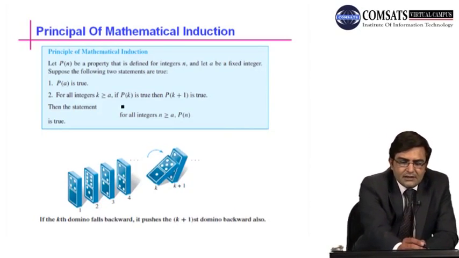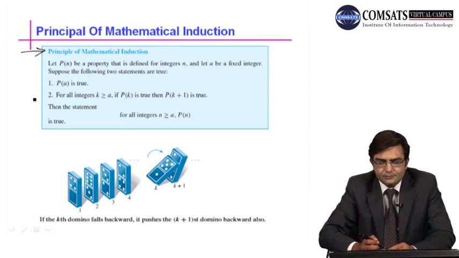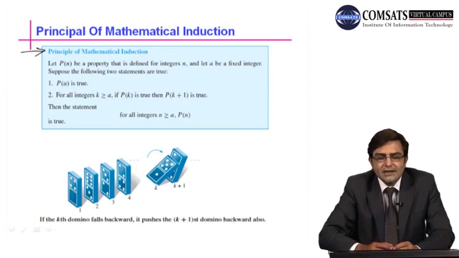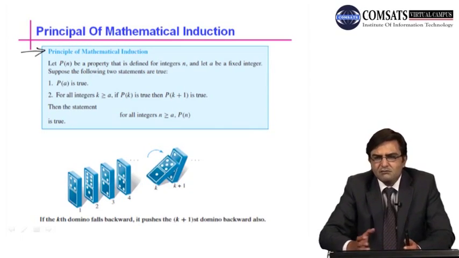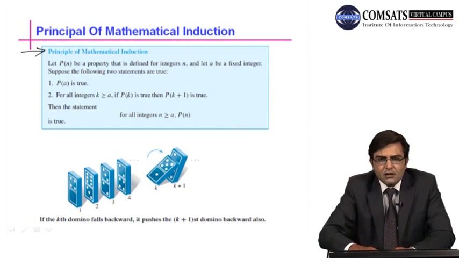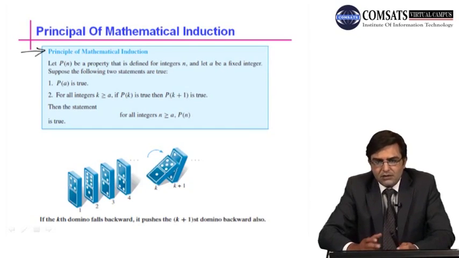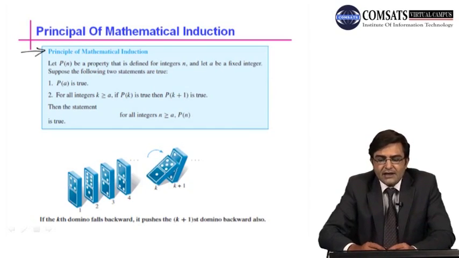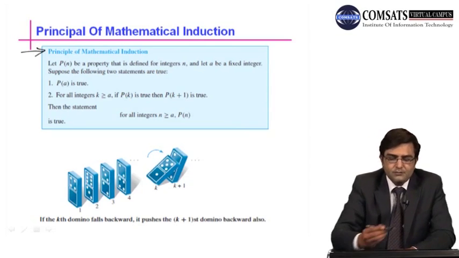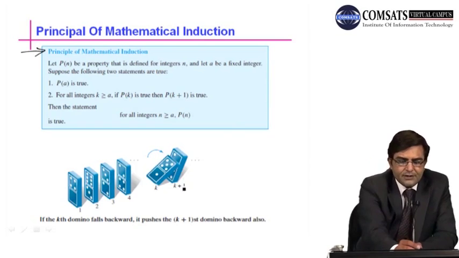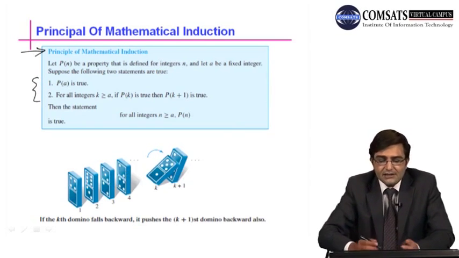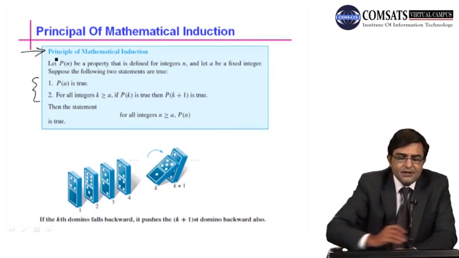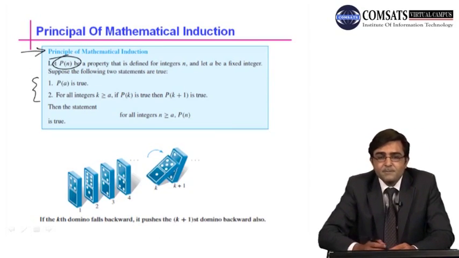For example, what is the principle of mathematical induction? Let P of n be a property that is defined for integers. P of n be any kind of property which is defined for integers, any integer, n, m, anything. Let a be a fixed integer. Suppose the following two statements are true. Then we can say that in general the given property P of n is true for all integers. So now what are the two statements?